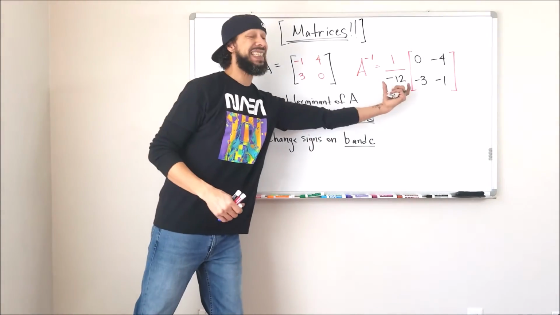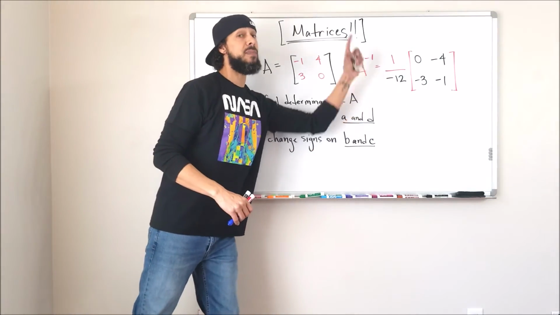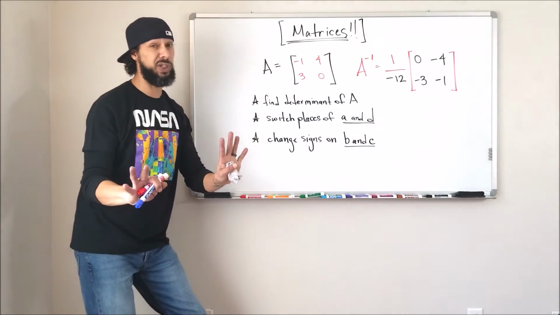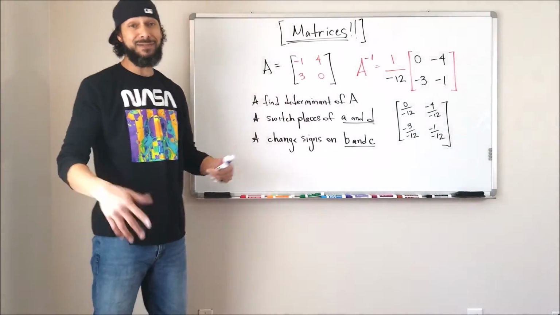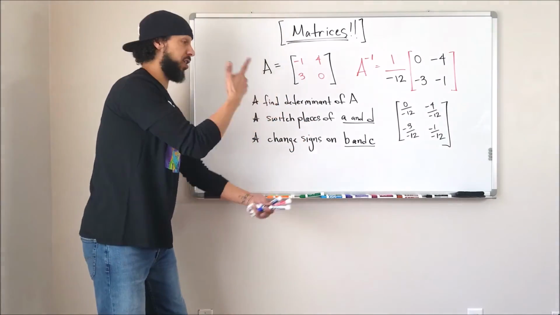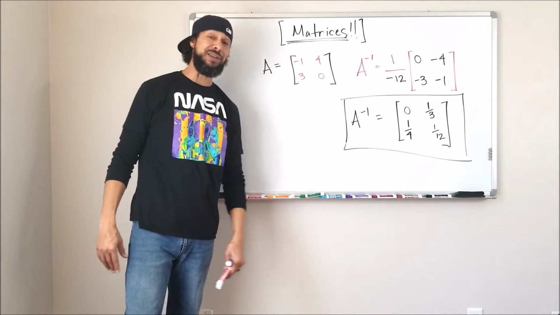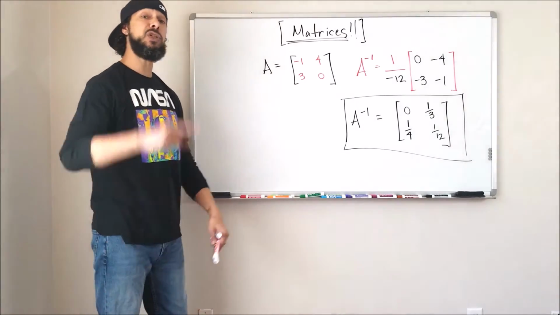I don't really like to leave this outside. I mean, you can, but let's go ahead and multiply everything in there times that 1 over negative 12, which in fact is really just dividing everything by negative 12. Let's clean up, reduce, and get our final answer. And we have our inverse. Well done. Let me show you one more.